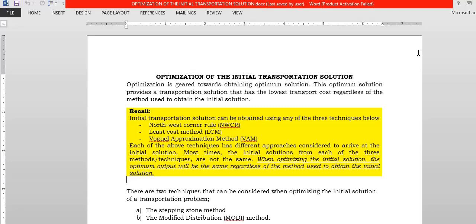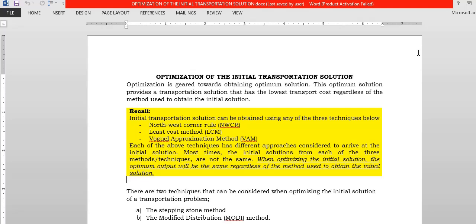In our previous discussion, we looked at how to obtain the initial solution using the northwest corner rule, the least cost method, as well as the Vogel approximation method. When you get the initial solution, it may not be the final solution, because remember, our target is to minimize the overall transportation costs. So we need to test to find out if the initial solution you have obtained is in position to minimize the overall transportation cost. That's the whole purpose of optimization.